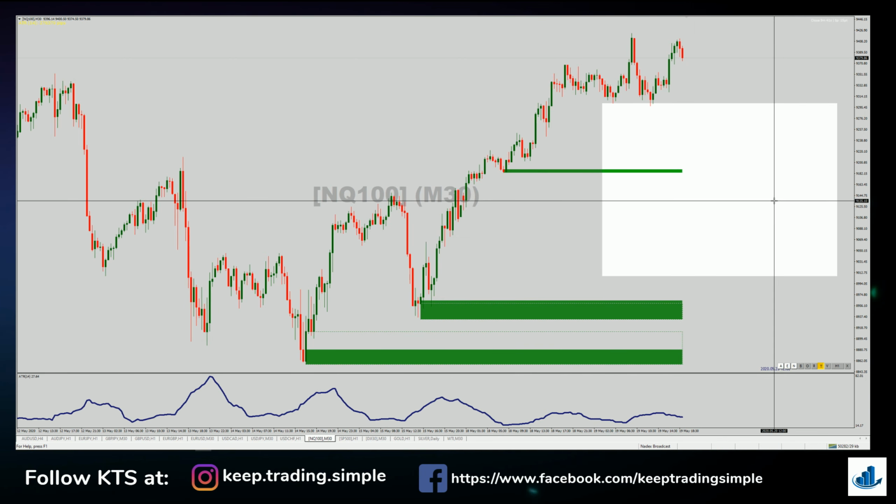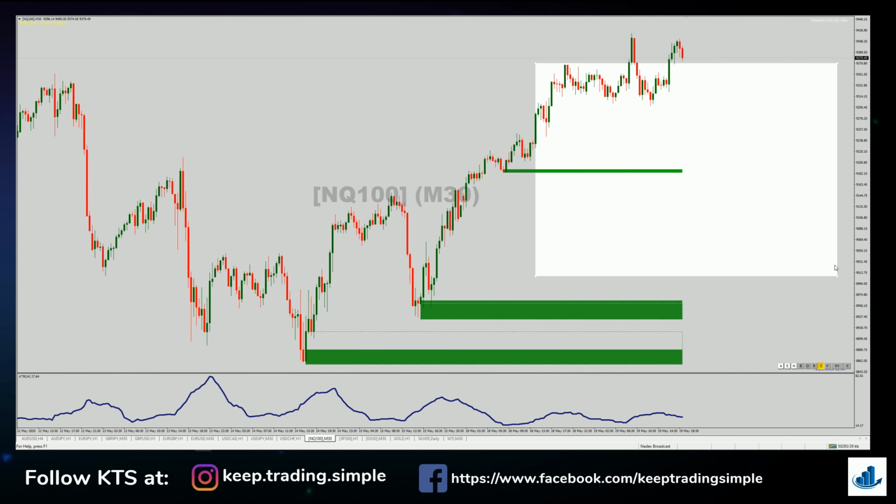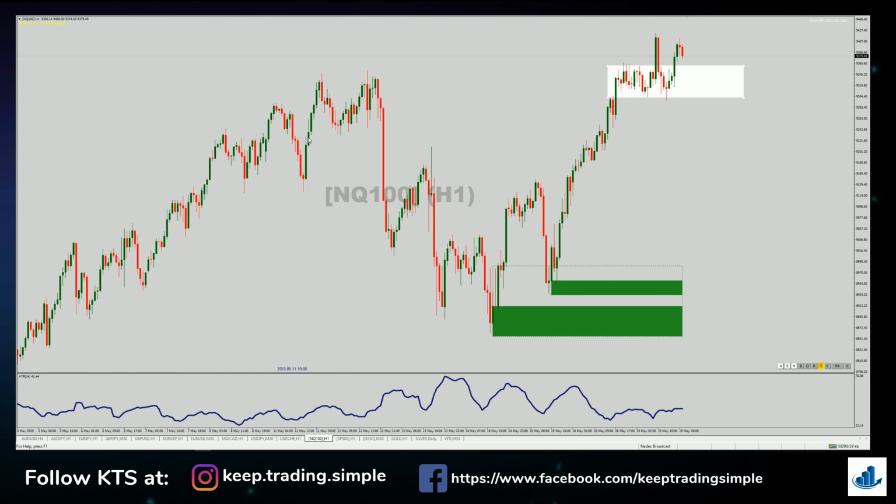You can see that was a very difficult area, right? This area right here, we spent a lot of time just going literally back and forth in it. Okay, so I think we'll probably pull back in and we'll probably end the day back into that range. But overall, I am looking a little bit more bearish this week.